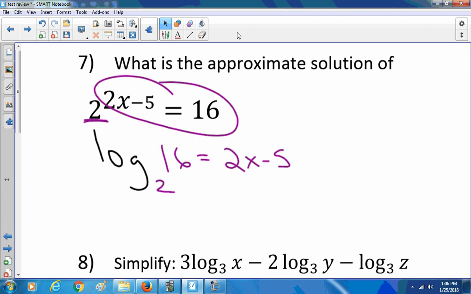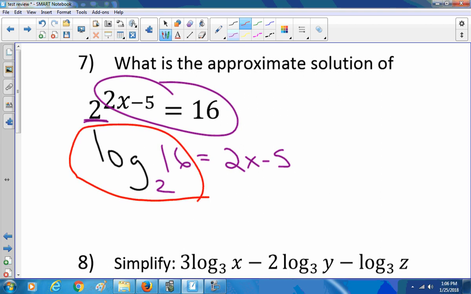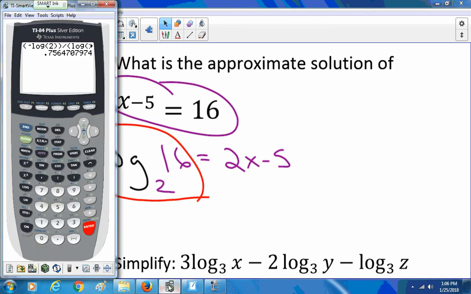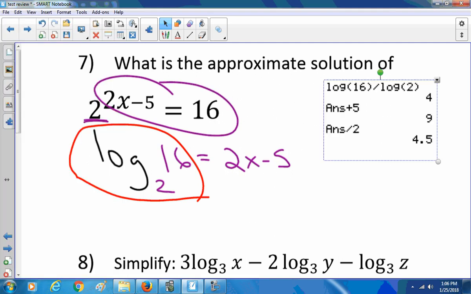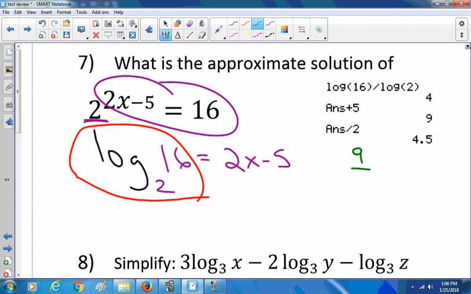And then we're going to evaluate this part in our calculator. So log of 16 divided by log of 2. We're going to get our answer, and I still need to solve for x. So I add 5, it's my answer, and then divide by 2. And there you go, 4.5 or 9/2.